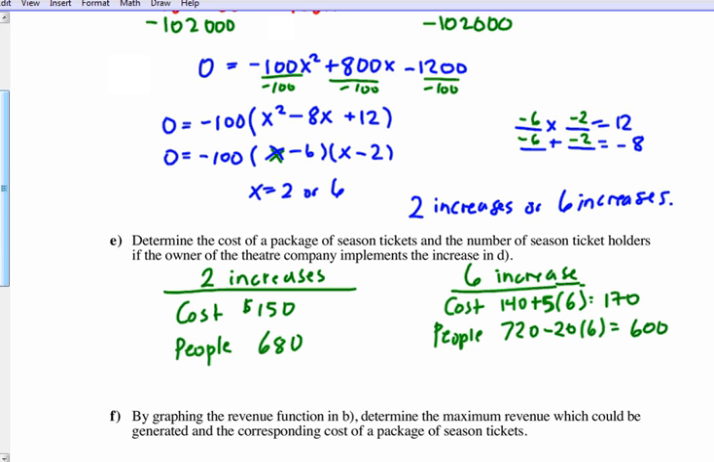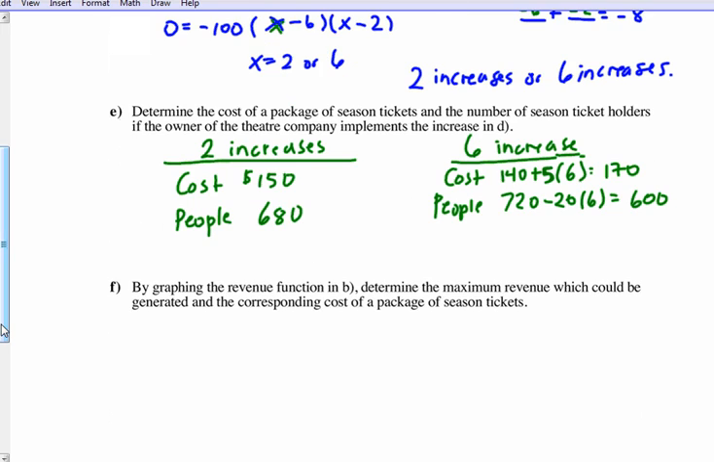Okay, so what would these two multiplied together be? People times cost, what did that equal? Revenue. What was our revenue for both of these? Did we know that already? $102,000. So this times this should be 102,000, and this times this should be 102,000. Okay, all right, the vertex.